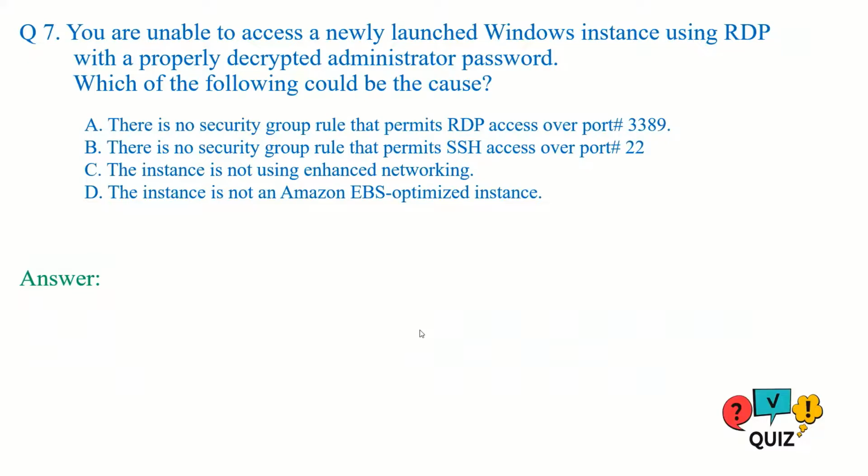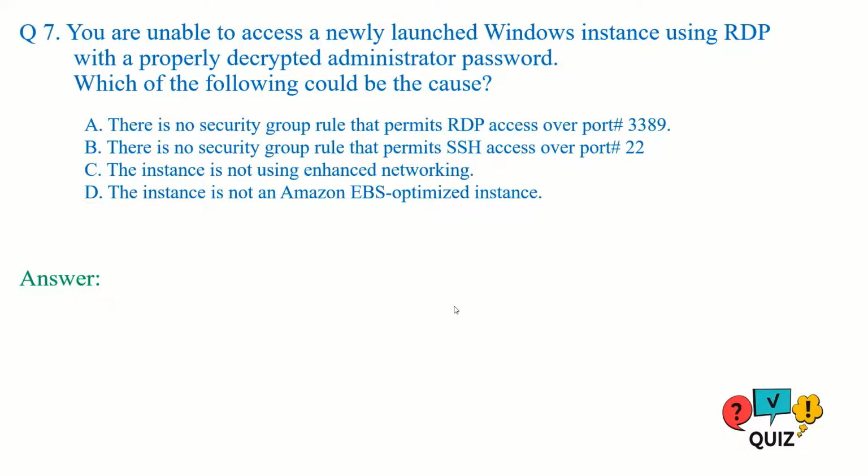So you're unable to access a newly launched Windows instance using RDP with a properly decrypted administrator password. Which of the following could be the cause? We have 4 answers to go with. One is the correct answer. Yes, sir. So there is no security group rule that permits RDP access over port number 3389.